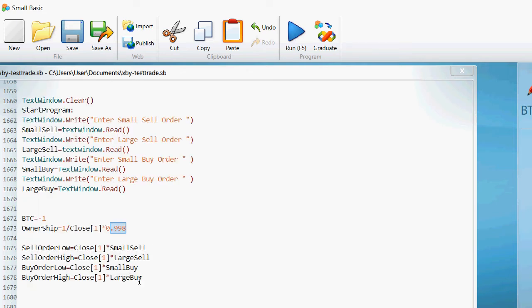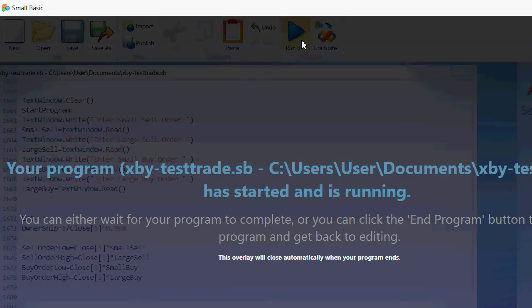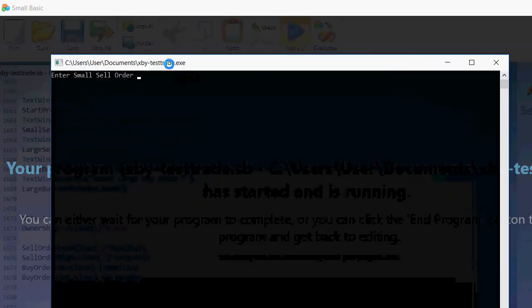So in here, I've got to calculate the orders. What I'm writing in here, and you'll see it on the screen when I run it, and I'll just quickly run right now, is it's going to calculate the orders. So sell order low is equal to the close of the first one, multiply small sell. The large sell would be the sell order high, and then you can see the same thing with small buy and large buy. So as I run the program, I enter the small sell order.